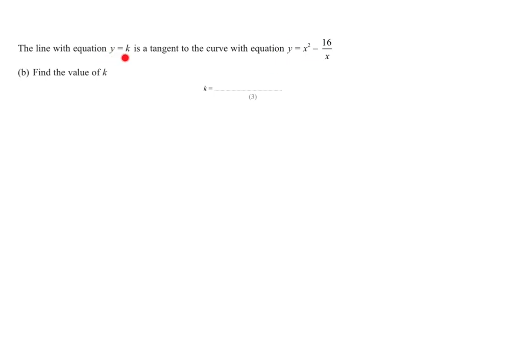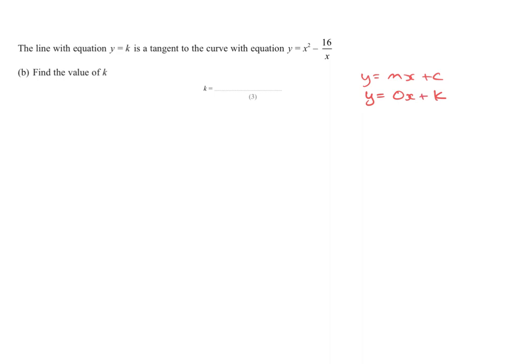The equation y equals k is a tangent. Well, just think about that for a second. We know that y equals mx plus c is the standard equation for a straight line. And a tangent is a straight line. And we're told that y equals k. Well, if y equals k, k is a constant, that means mx mustn't exist. It must equal 0. So we must have 0 x's plus k.